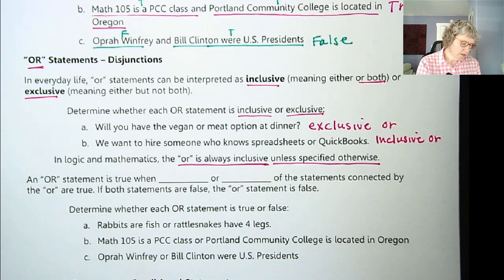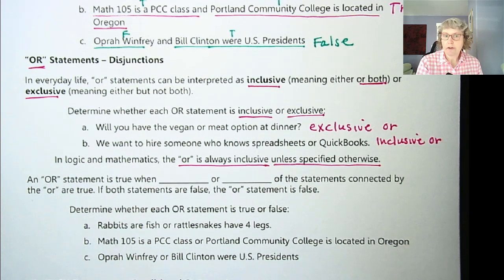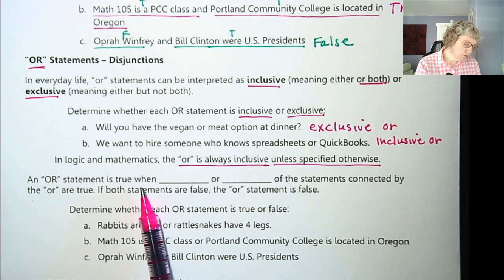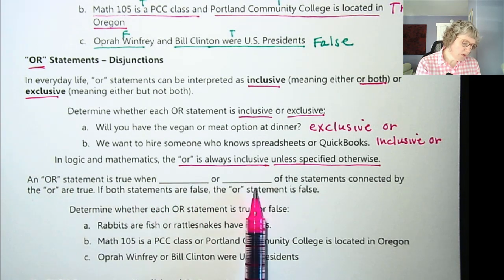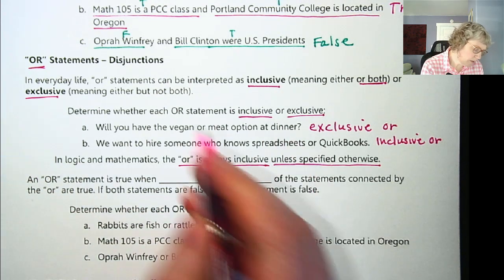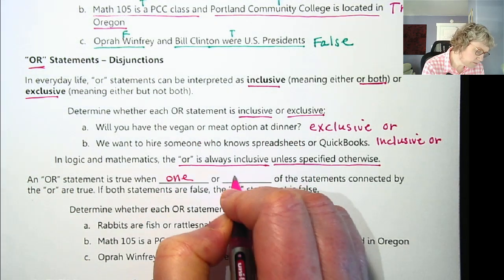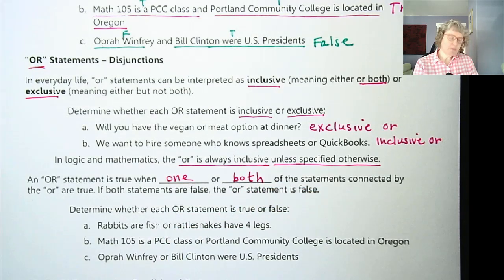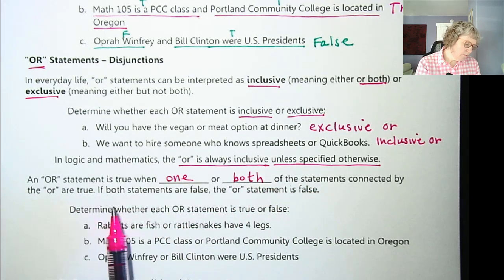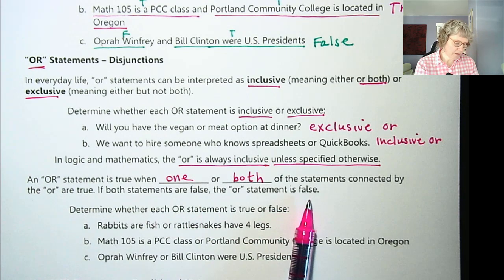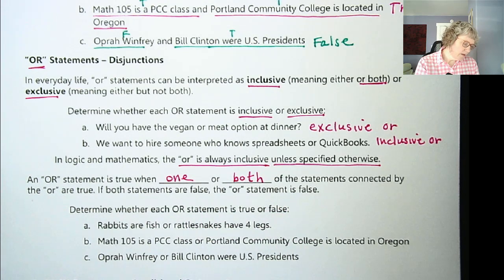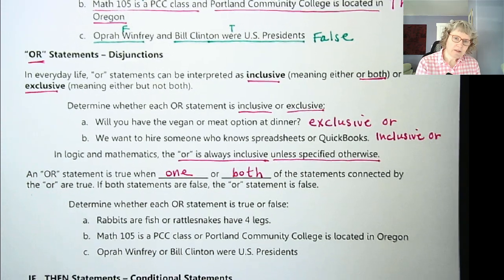Now that we've talked about inclusive and exclusive or, let's talk about when or statements are true and false. An or statement is true when one or both of the statements are true. So only one of them has to be true this time, but both could also be true. If both statements are false, then the or statement is false. I have the same propositions put together with ors instead of ands now. Let's look at each example here.